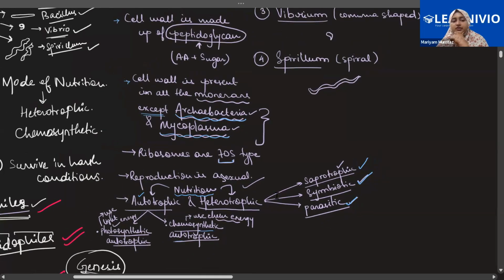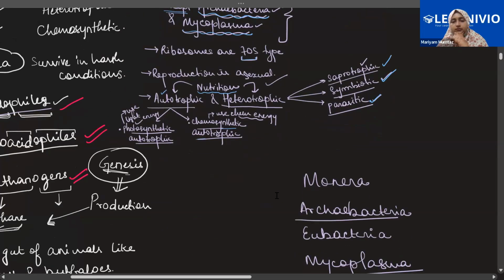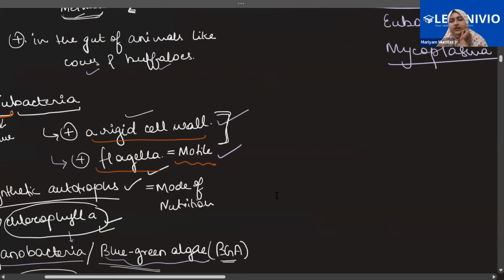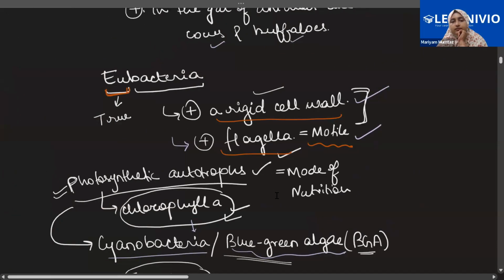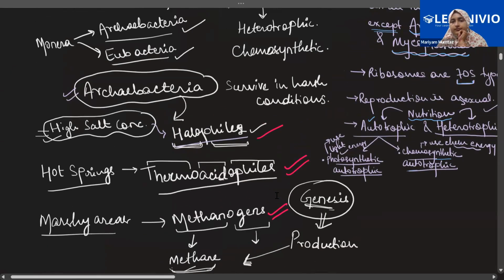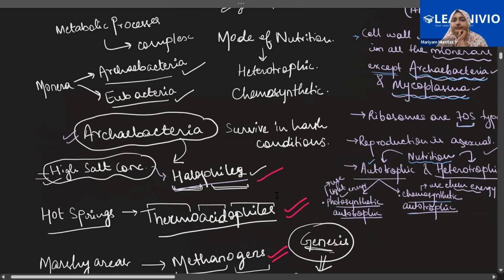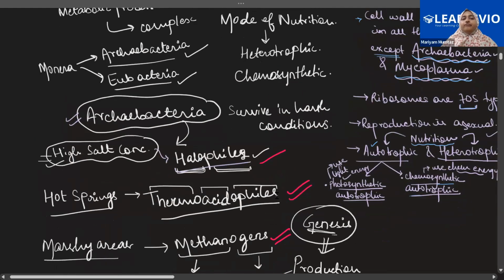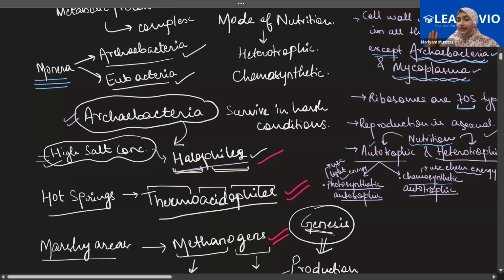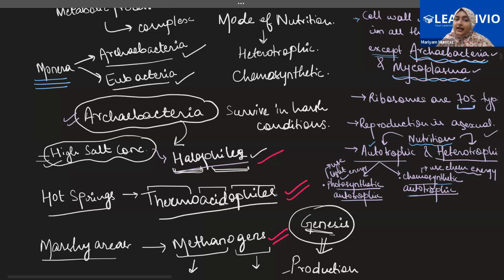Okay, this much you've understood? Yes, ma'am. Do you people have any doubts up until now? No doubts? Now see. The kingdom Monera can actually be divided into two other groups, that is the Archaebacteria and the Eubacteria. Now, these are the different groups of bacteria.